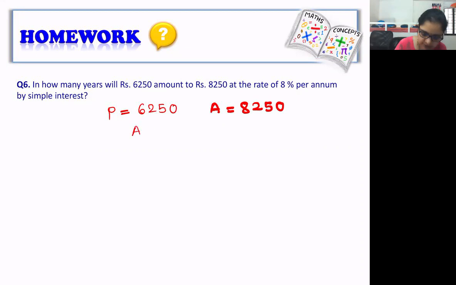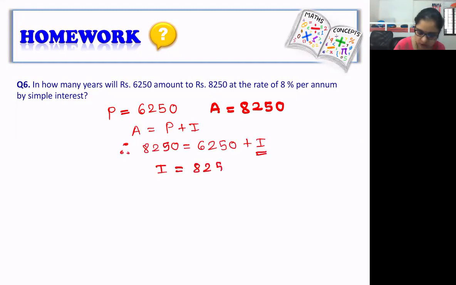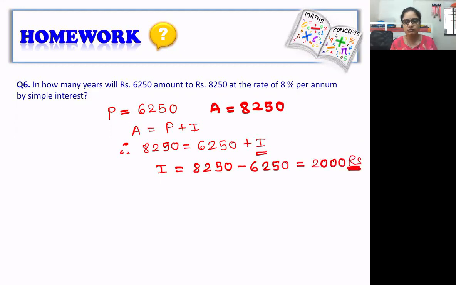We know A is equal to P plus I. Therefore, 8,250 equals 6,250 plus I, which means we will have to add something to 6,250. How much do we need to add to this? It is 8,250 minus 6,250. That is 2,000. Interest we have got is 2,000 rupees.